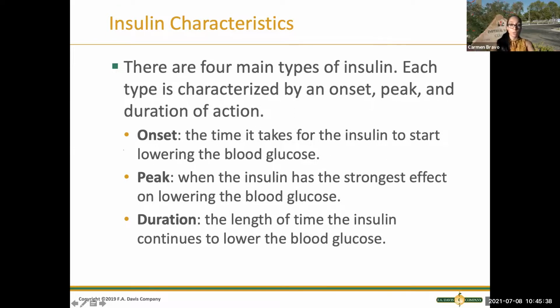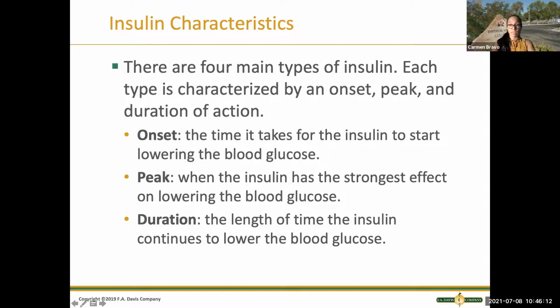And just so that you know, you also need to remember this: on the different types of insulins, each insulin has a different onset. Each insulin has a different peak and duration time, okay? So onset means how long it takes for that insulin to begin lowering the blood sugar. The peak time is normally when the insulin is at its highest effect.